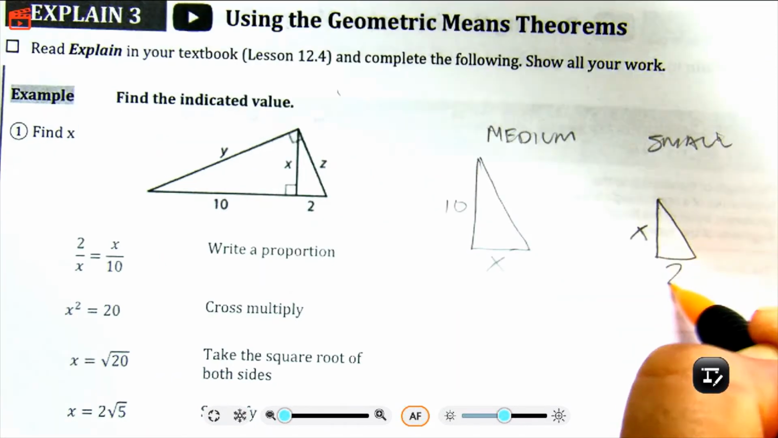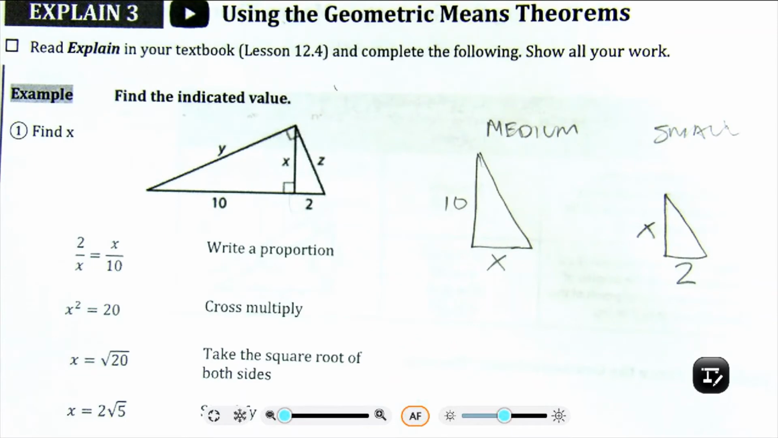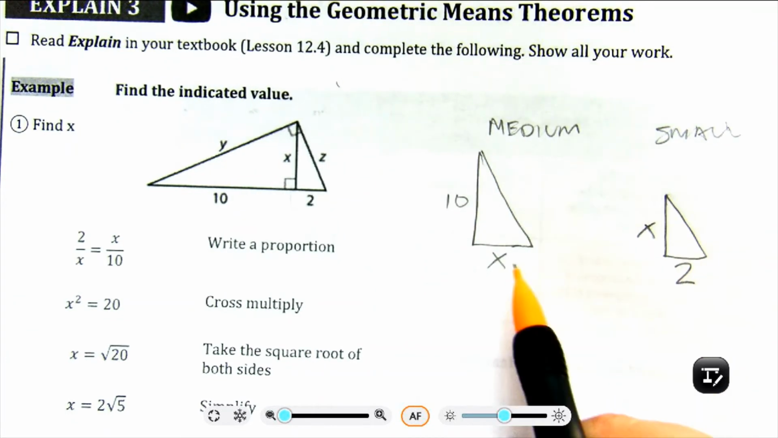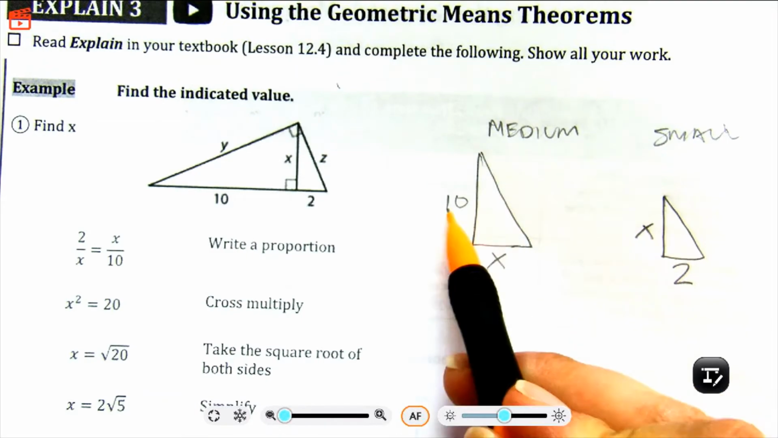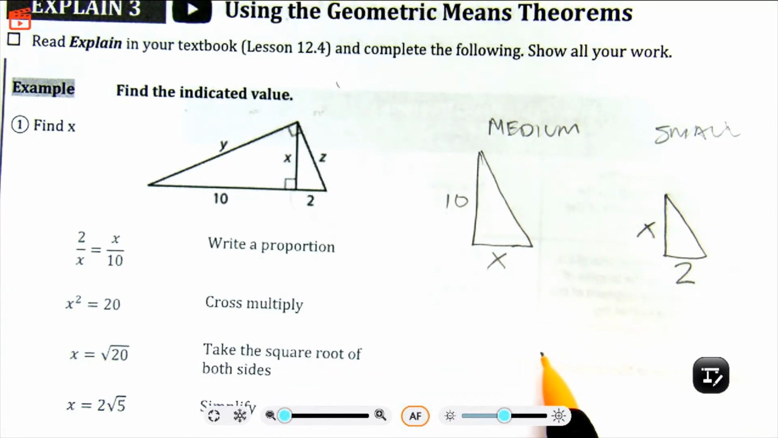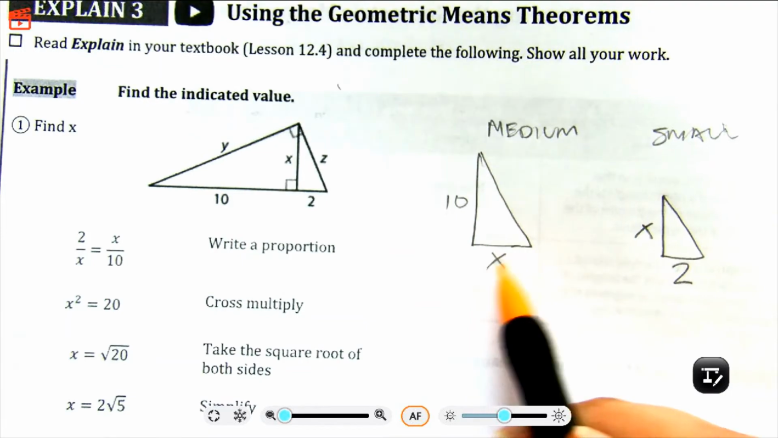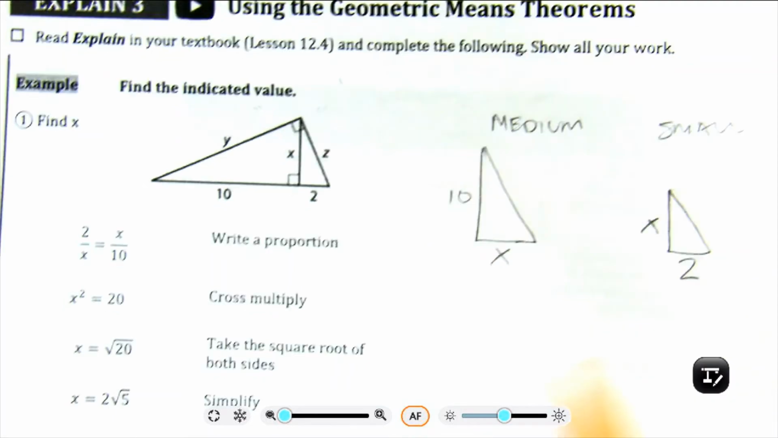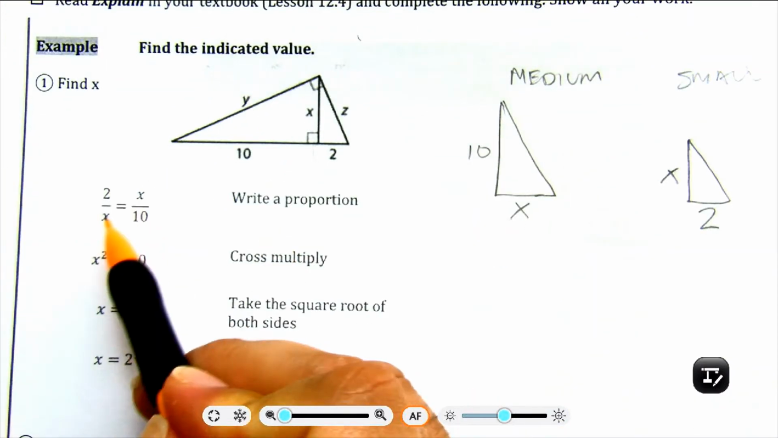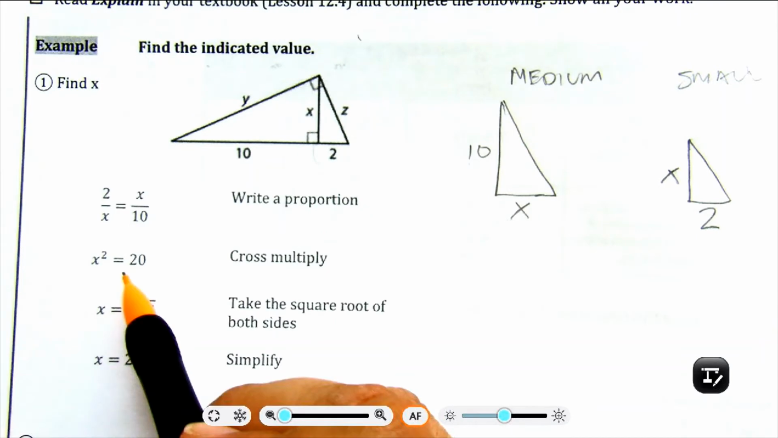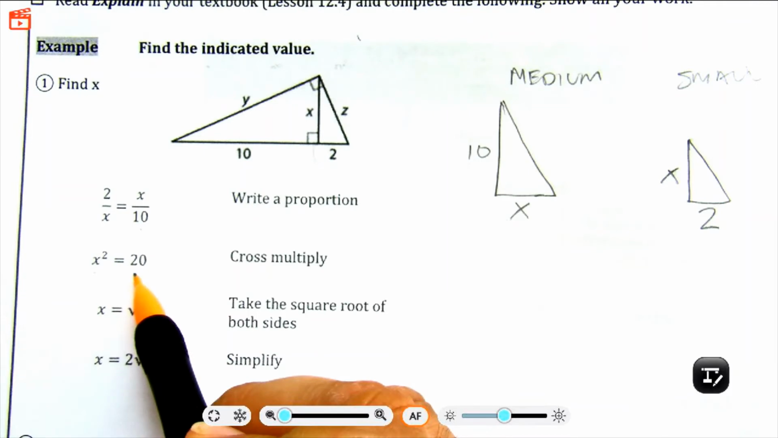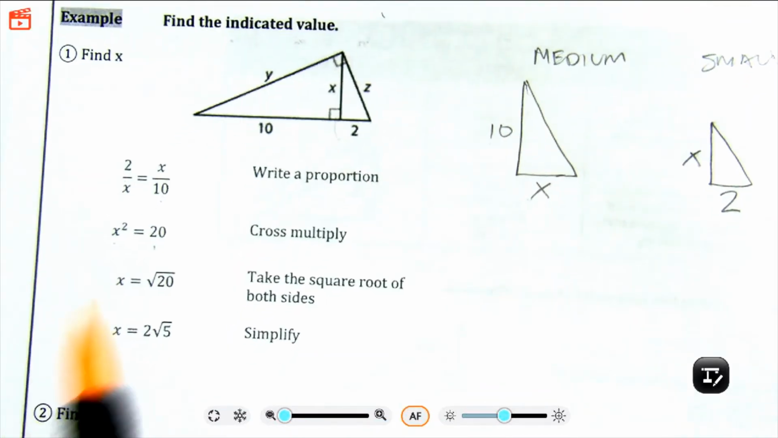So drawing it this way helps us create that proportion easily. We could easily say 2 over x is equal to x over 10. So the small triangle over the large triangle equals small triangle over large triangle. So we end up with this proportion, 2 over x equals x over 10. And this is similar to the geometric mean. So x times x is x squared. 2 times 10 is 20. And if we take the square root of 20 and simplify that, we get 2 square root of 5.